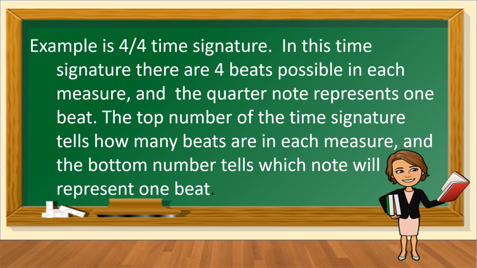An example is the 4/4 time signature. In this time signature, there are 4 beats possible in each measure, and the quarter note represents 1 beat. The top number of the time signature tells how many beats are in each measure, and the bottom number tells which note will represent the beat.